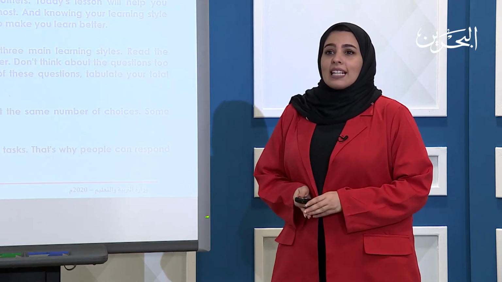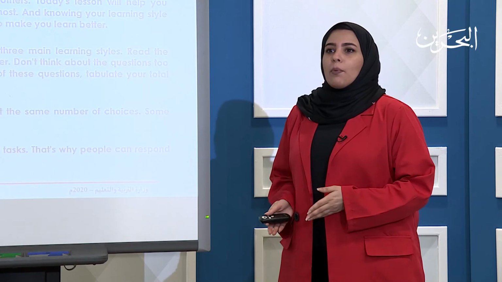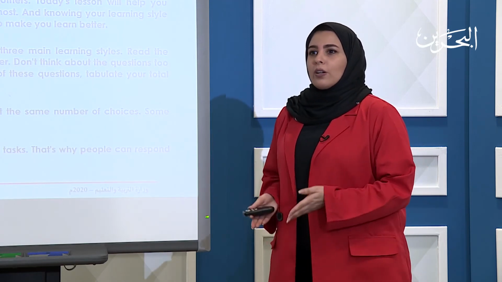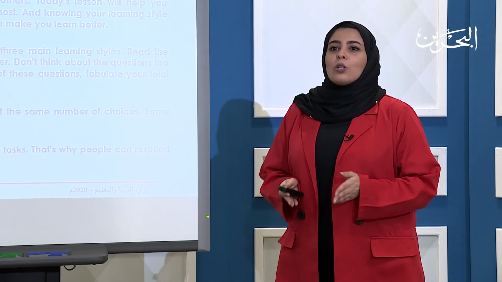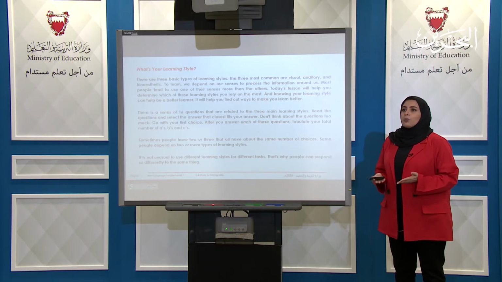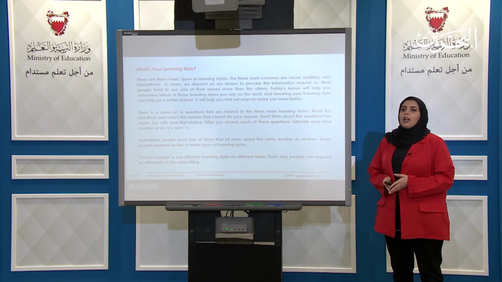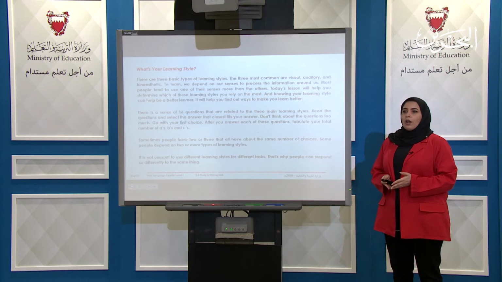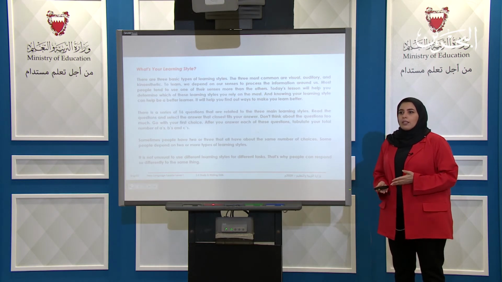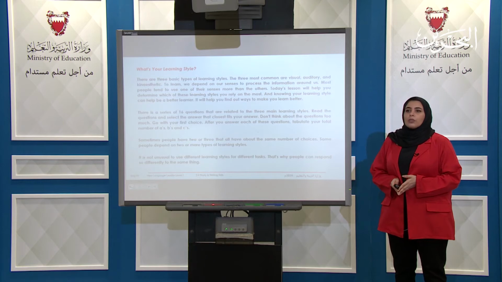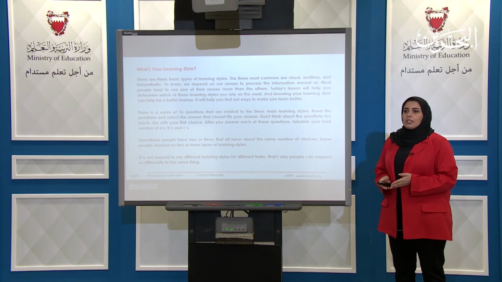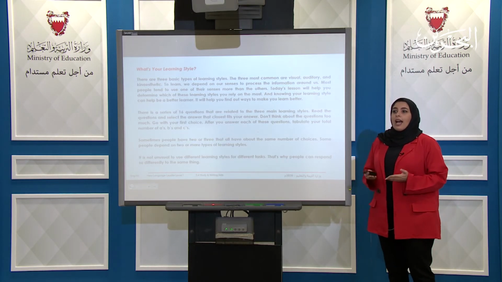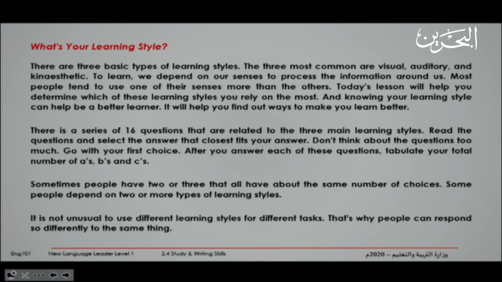There are 3 basic types of learning styles. The 3 most common are visual, auditory, and kinesthetic. To learn, we depend on our senses to process the information around us. Most people tend to use one of their senses more than the others. Today's lesson will help you determine which of these learning styles you rely on the most. And knowing your learning style can help you be a better learner. It will help you find out ways to make you learn better.